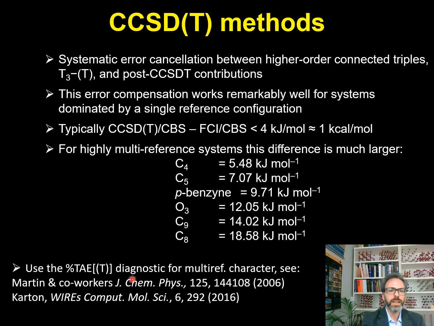So it would be very useful if we could assess the degree of multi-reference character of a system before we apply a CCSD(T) based composite ab initio method to it. Such a diagnostic exists. It's called the percentage TAE[(T)] diagnostic. I don't have time to explain how this diagnostic works, but it is described in these references here.